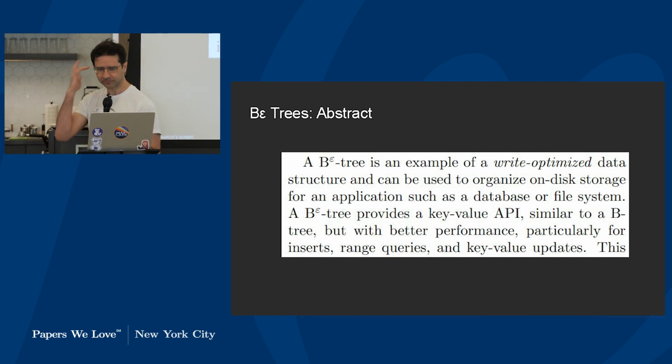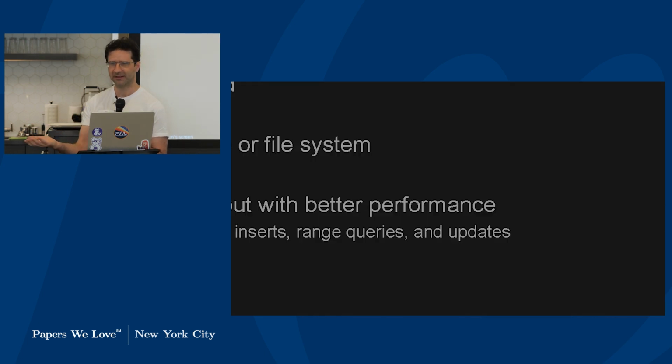Because the paper was good and I feel like it needs to be featured in the slides, most of my slides are screenshots of the paper, which gives you a talk with the vibe of a ransom note. Anyway, it's a write-optimized data structure that can be used to organize on-disk storage for an application, such as a database or file system. It provides a key-value API similar to a B-tree, but with better performance, particularly for inserts, range queries, and key-value updates. So unpacking that a little bit.